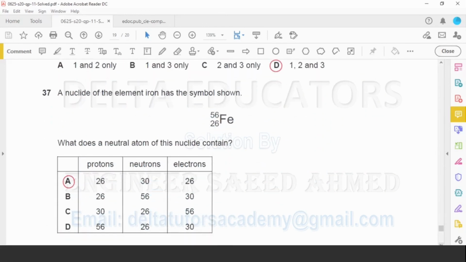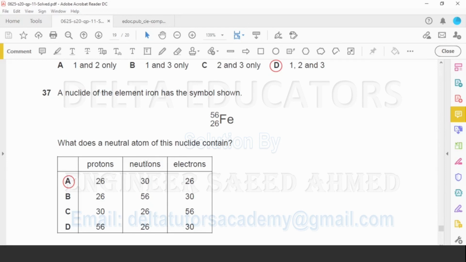Question number 37. A nuclide of the element iron has the symbol shown. This Fe has 26 proton number and 56 nucleon number. What does a neutral atom of this nuclide contain? This proton number means number of protons or number of electrons. Means this iron has 26 electrons and also 26 protons. 26 electrons and 26 protons is given in option A only. So here the correct option is option A.